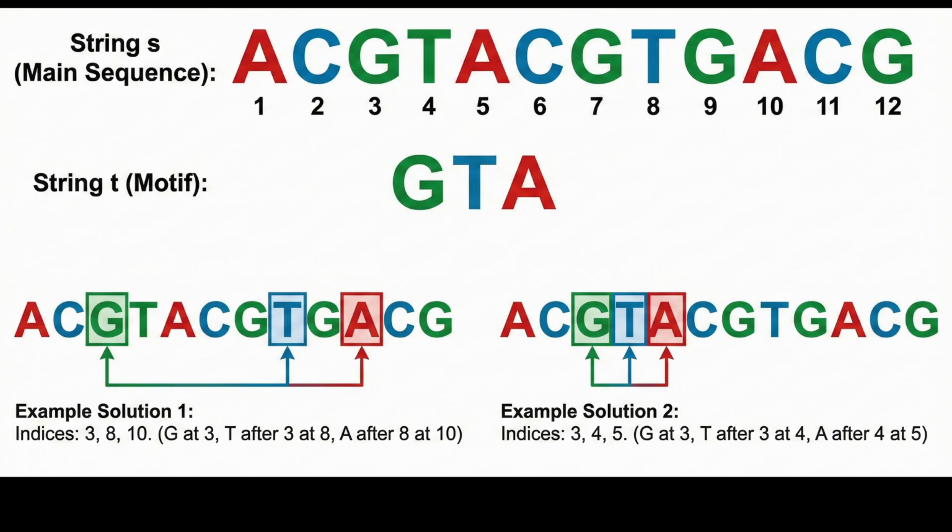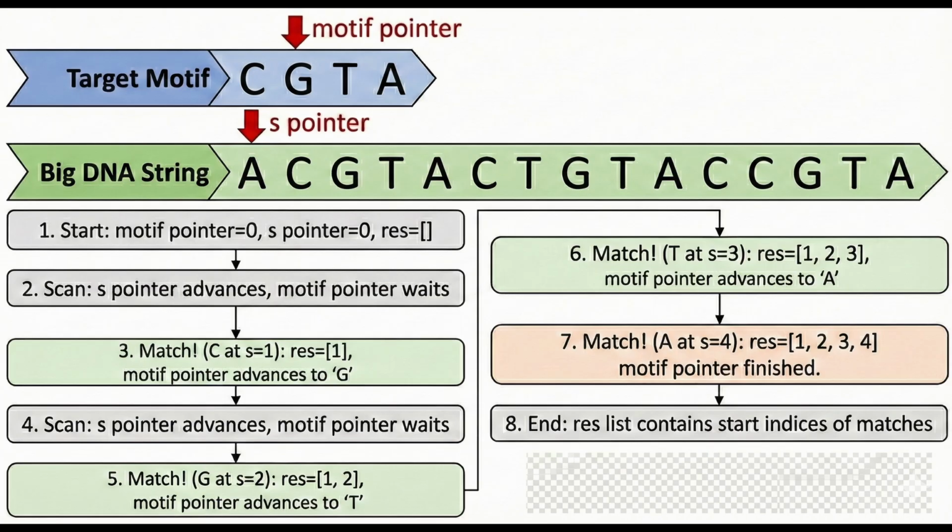The problem says we only need to find one valid solution. This allows us to use a greedy approach with a two-pointer technique. We'll use one pointer, motif pointer, to track the letter we are currently hunting for in our target motif. We use a second pointer, S pointer, to scan through the big DNA string.